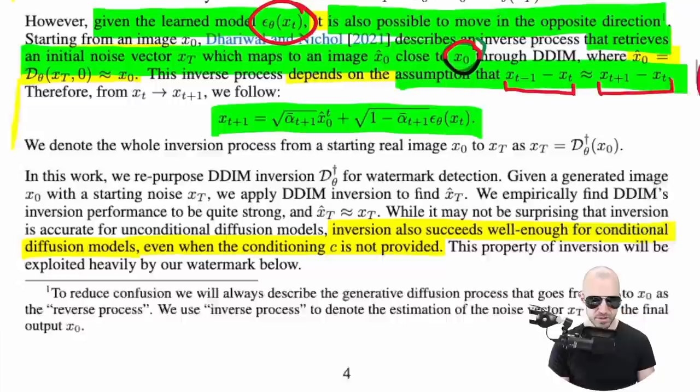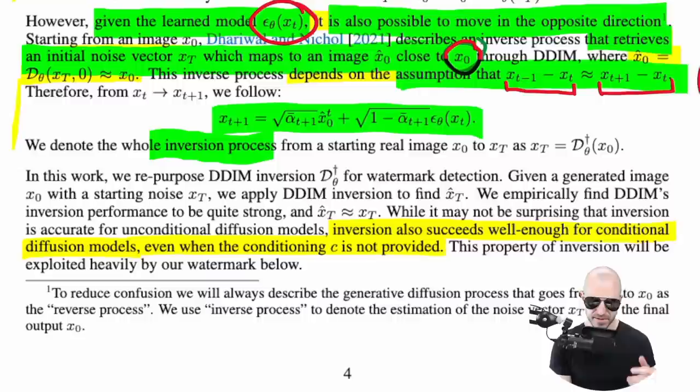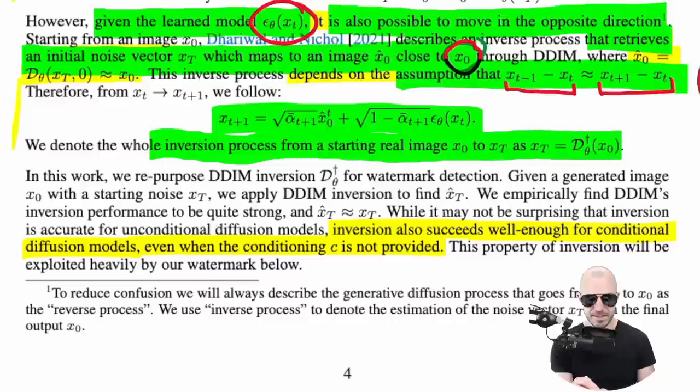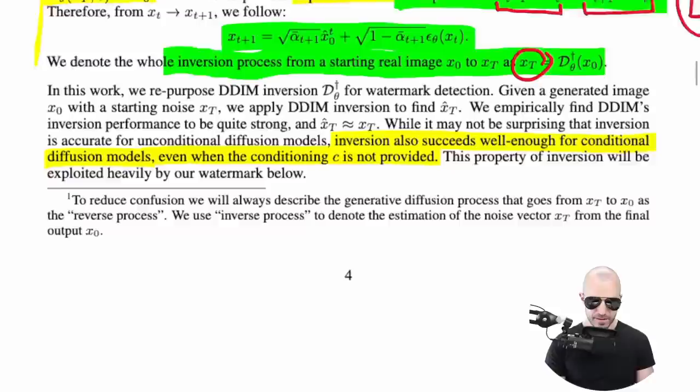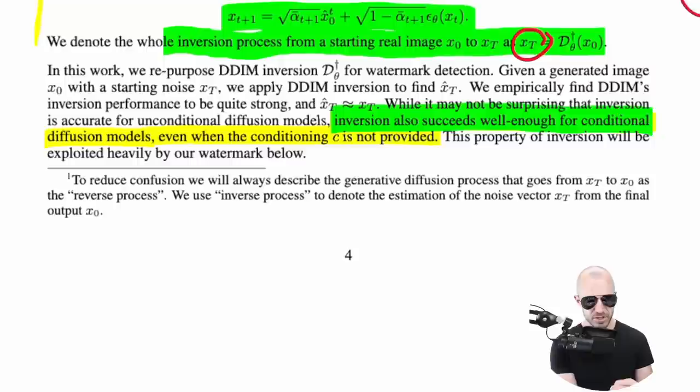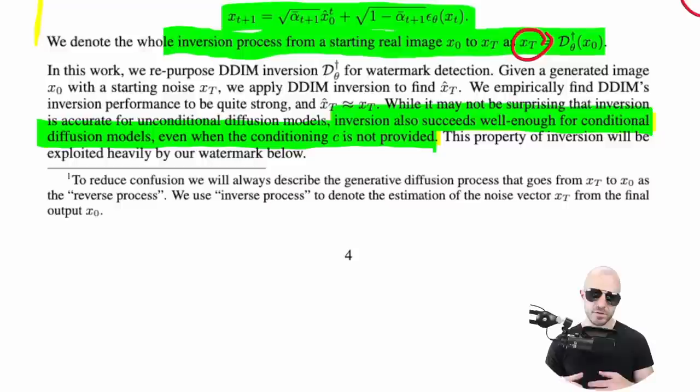They call that an inversion process rather than a reverse process, which is already a used word. So you start at a real image and you get the noise that was used or would be used to produce that image using your diffusion model. Note that in this process, you actually need that diffusion model. They say, interestingly, they find that the inversion also succeeds well enough for conditional diffusion models, even when the conditioning is not provided. So if you have something like Stable Diffusion, where you need to input a piece of text, you don't even need the text that was used. You can just take the image and reverse it, and you will still find that noise.